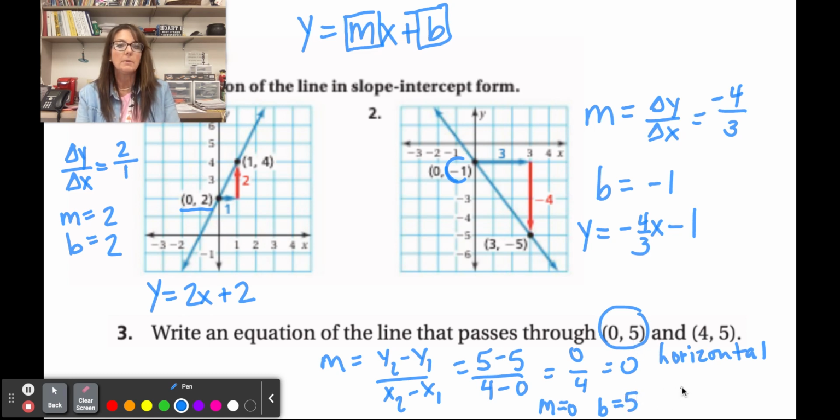So then I can write my equation as y is equal to 5 for a horizontal line, because I know that that 0x would make that whole slope term cancel out or disappear. Okay, so horizontal line, y is equal to the y-intercept, in this case 5.